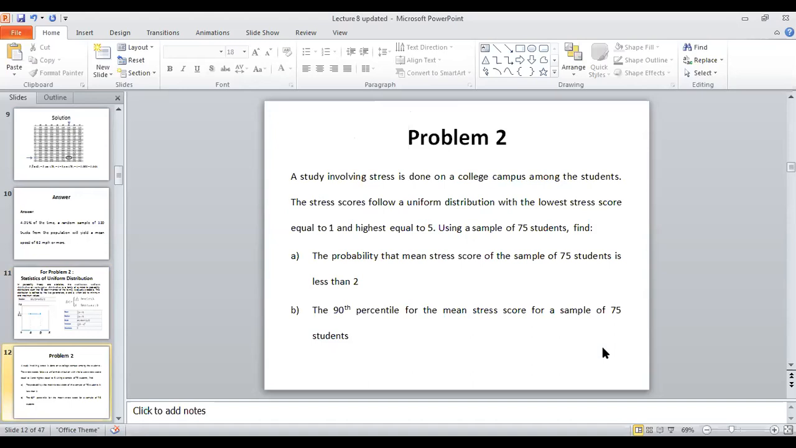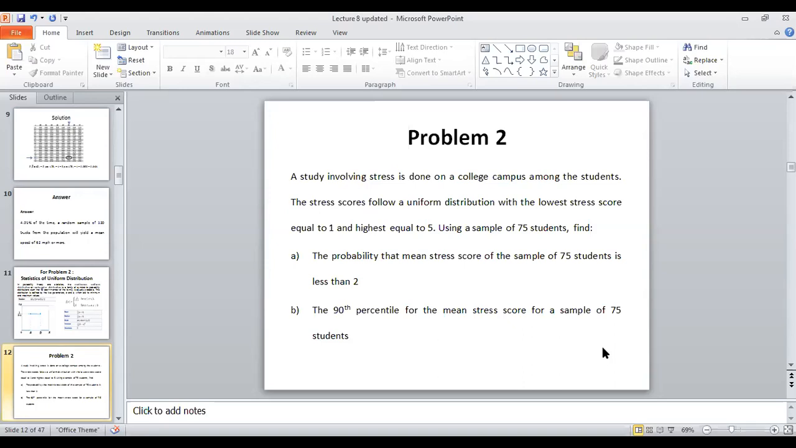Now let's go with the question. A study involving stress is done on a college campus among the students. In a certain college campus, a survey sort of thing is being done about the measurement of stress. The stress scores follow a uniform distribution, with the lowest stress score equal to 1 and the highest or maximum equal to 5.